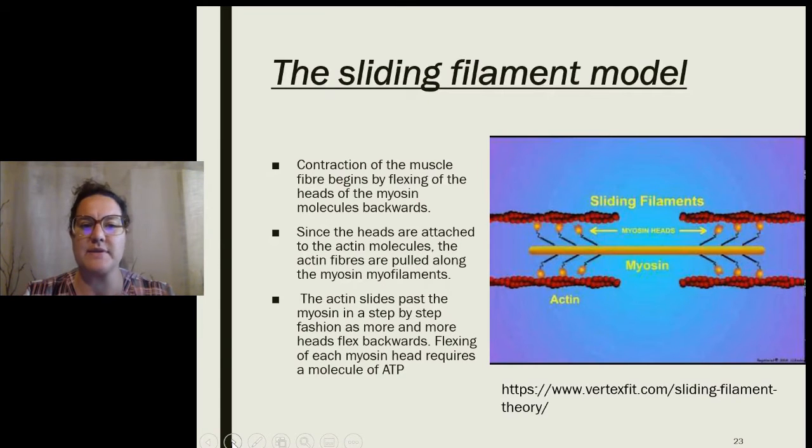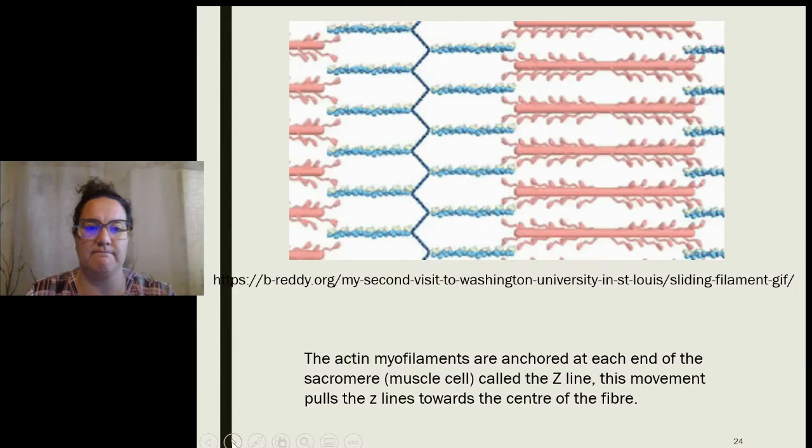Contraction of the muscle fiber begins by the flexing of the heads of the myosin molecules backwards. Those myosin molecules are going to grab onto the actin and slide it backwards. Since the heads are attached to the actin molecules, the actin fibers are pulled along the myosin myofilaments, as the actin slides past the myosin in a step-by-step fashion as more heads flex backwards. The flexing of each myosin head requires a molecule of ATP, so it needs energy.